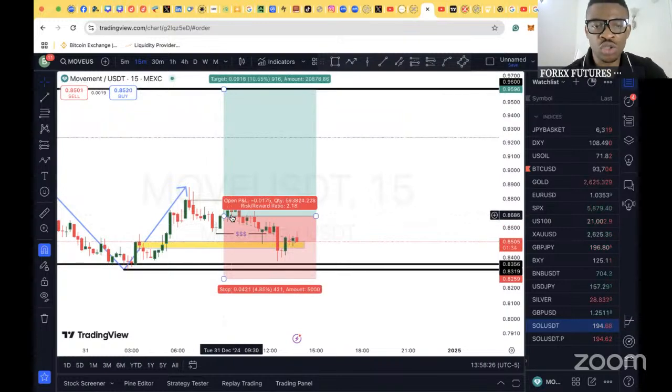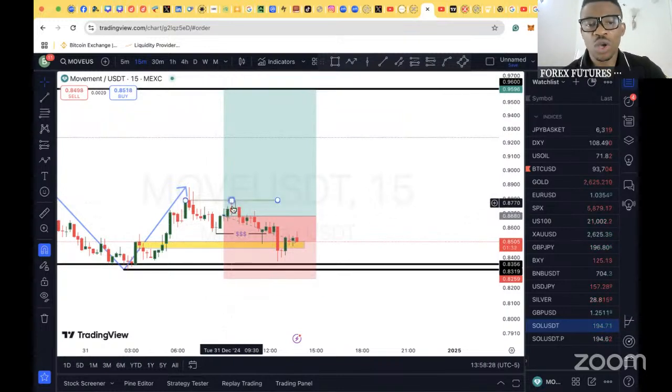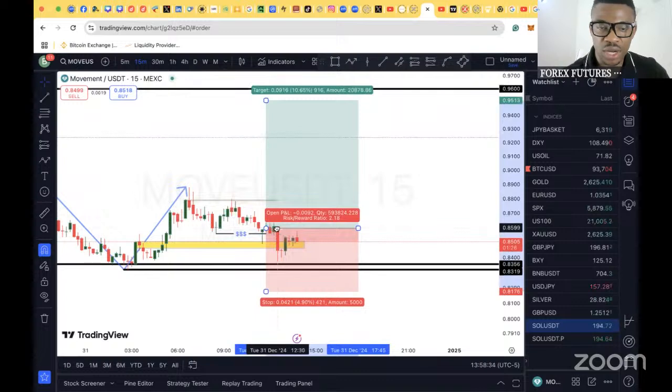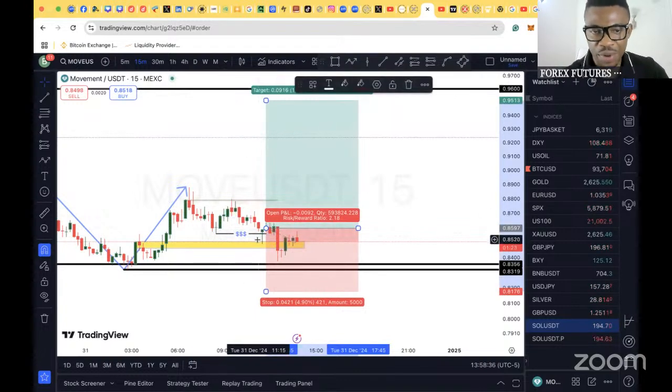Your next opportunity to enter, when the price goes up and comes down, you don't just enter like that. Your next opportunity to enter is when you see another signal. The next signal we saw is this one. After this pin bar, the sweep happened here, the pin bar happened, the next candle is our entry.